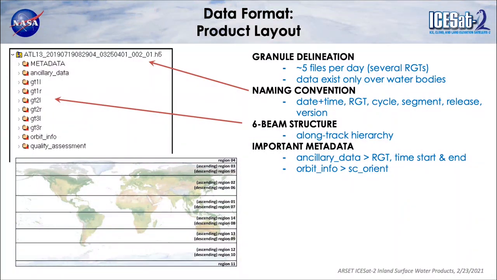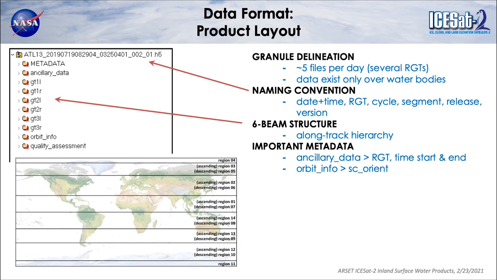A few words on data format. ATL13 data, like all ATL ICESat data, are produced in HDF file format at the granule delineation. Each granule consists of about 5 files per day, which includes several reference ground tracks. And in the particular case of ATL13, the data exists only over water bodies. Each granule consists of metadata, ancillary data, orbit data, quality assessment, and a 6-beam structure of the actual geophysical data. The naming convention for the granule is date and time, reference ground track, cycle, segment, release, and version.